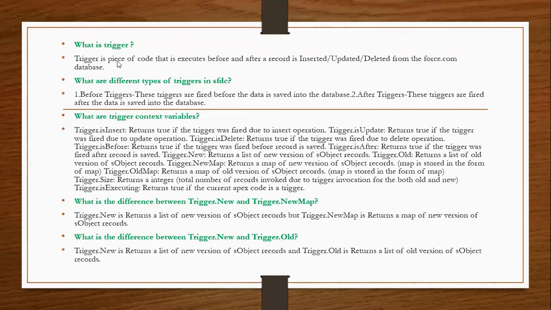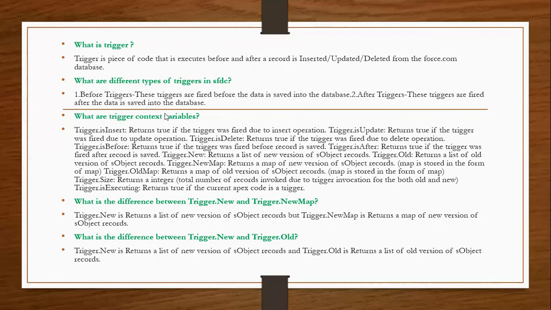Next question: what are triggers? A trigger is a piece of code that is executed before and after records are inserted, updated, and deleted from the Force.com database. What are the different types of triggers in SFDC? Before triggers fire before the data is saved into the database. After triggers fire after the data is saved into the database.